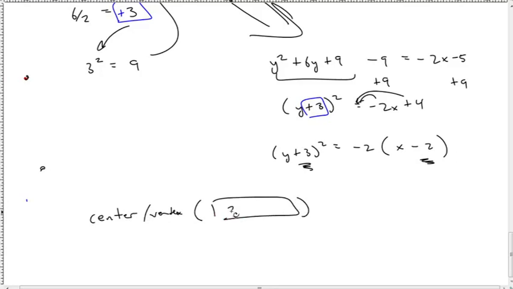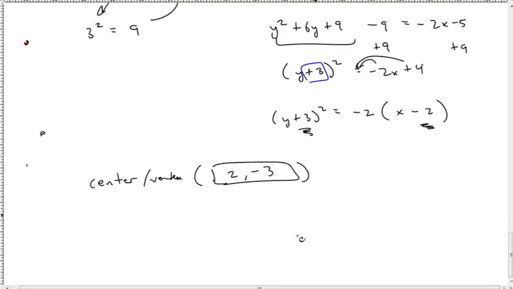My x is at 2, and my y is at negative 3, okay? So keep in mind that you have to be in the correct order. This negative 2 is equal to 4p. So I want to solve for p, divide by the 4, and you can see that I get a negative 1/4, and that's my focus distance.